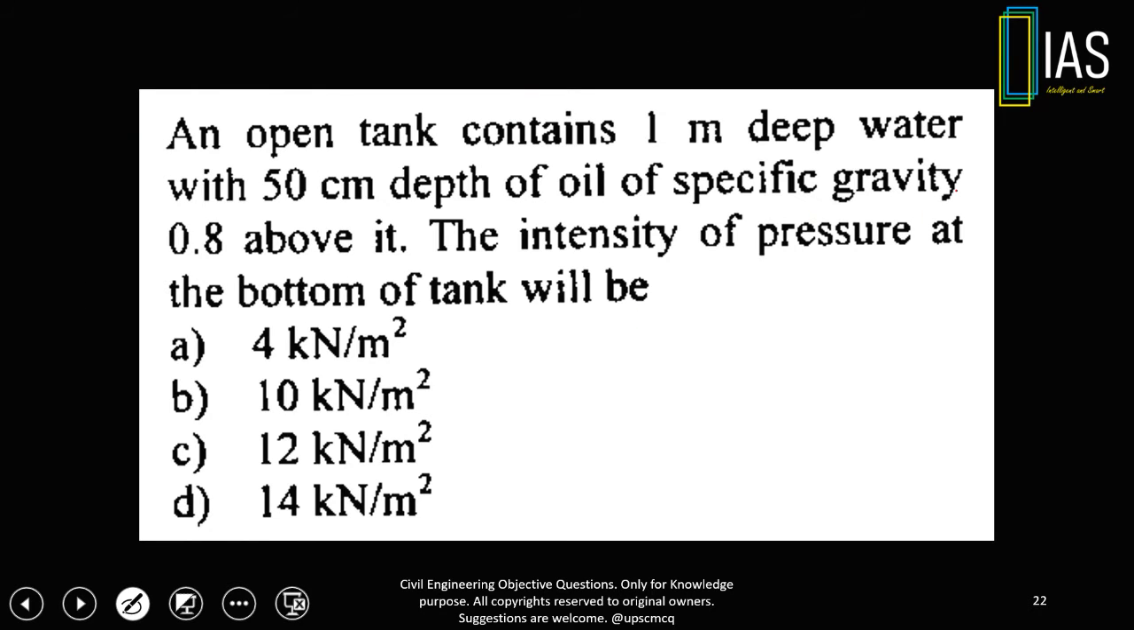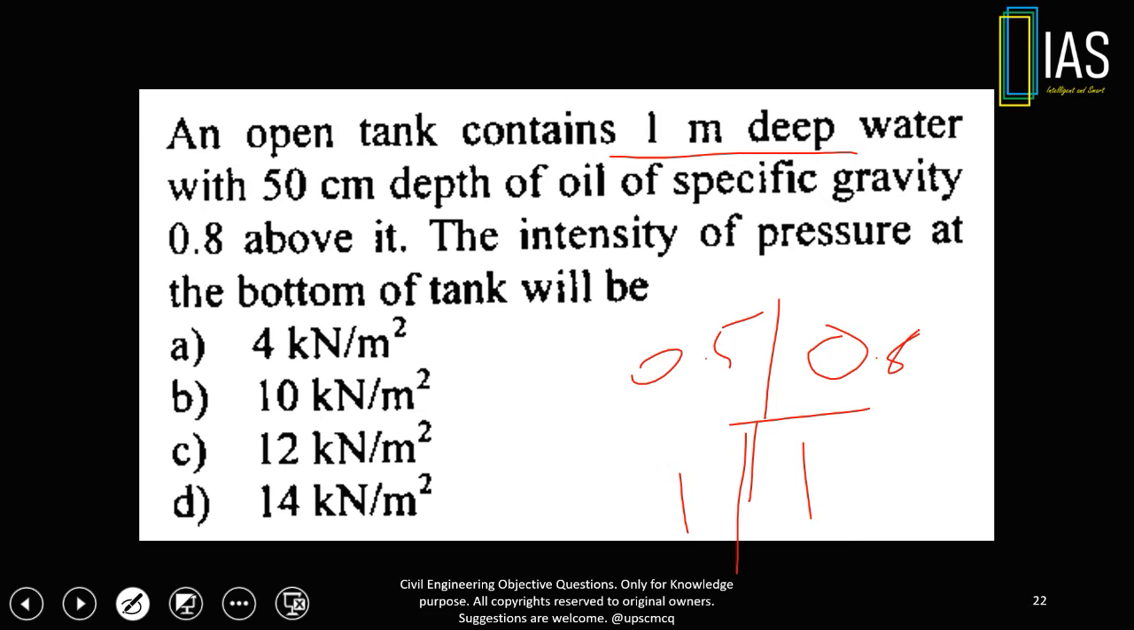An open tank, this is a very easy question. It is 1 meter deep, with 50 centimeter depth of oil and 50 centimeter depth of soil above it. Therefore they are saying that 0.5 meters, this is 1 meter. If we take it as 1 and this as 0.8, therefore 4 plus 10, 14.